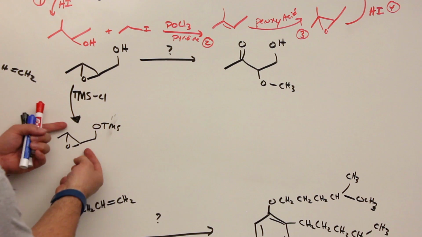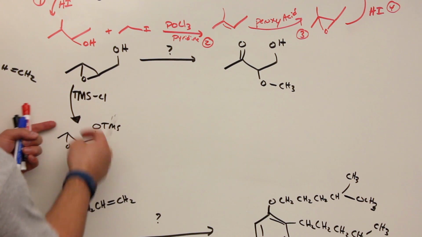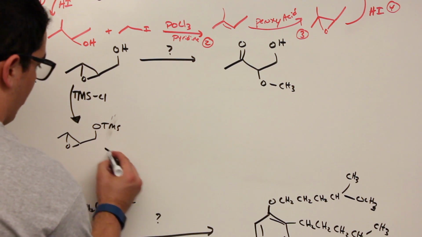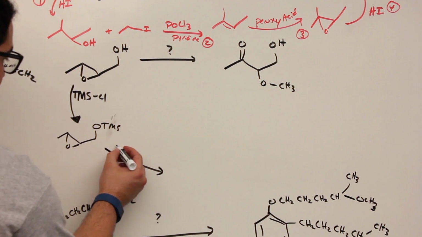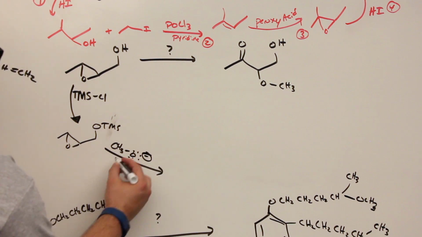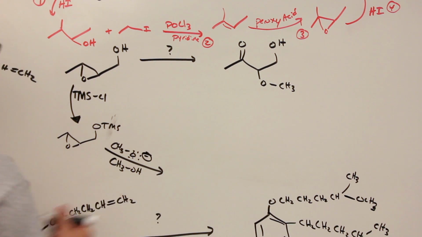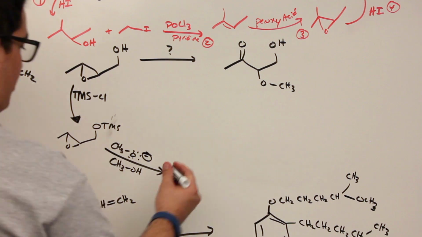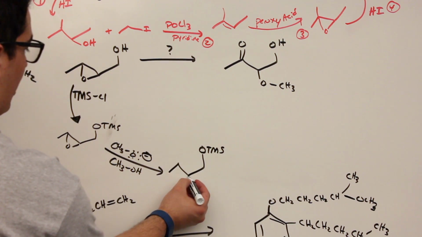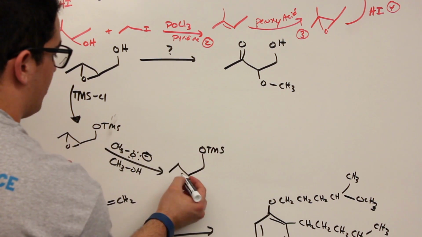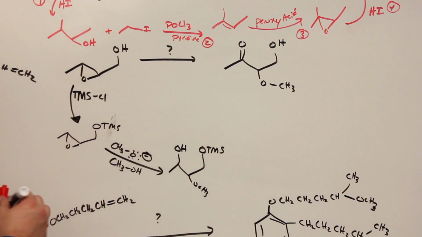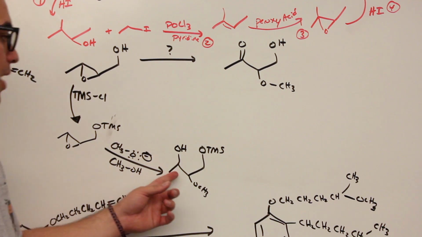Well, that's fine. I can do that because the OCH3 could actually attack from either side because they're both secondary, so it has no preference. So I'm going to do a reaction where I start off with CH3O negative, and I react this with its conjugate acid. And when I do this reaction, I get this: O-TMS, so I'm still protecting my alcohol. And then I'm going to follow over here, OCH3, and then an alcohol popping up here.